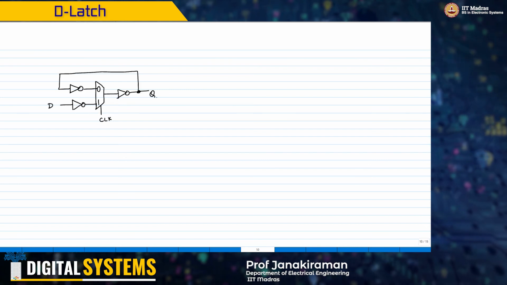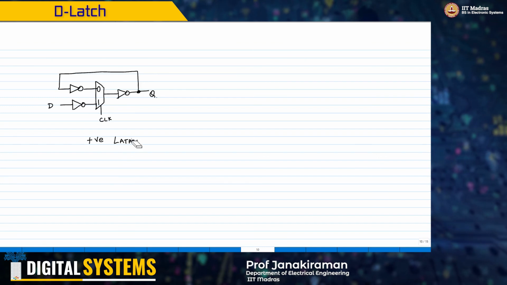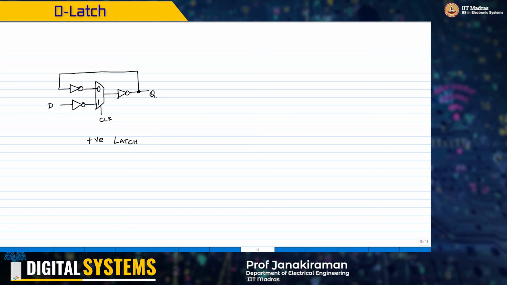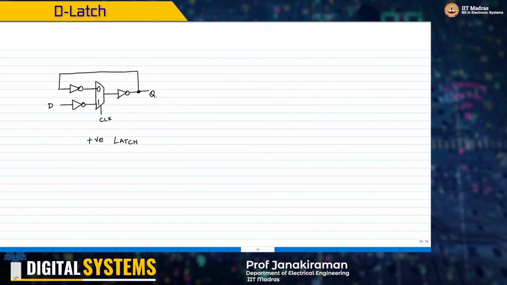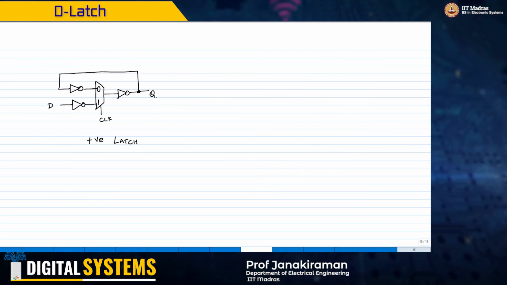So let us analyze this structure. This is what I would call a positive latch. What is a positive latch? It means when the clock is in its positive half cycle, clock equal to 1, data will go through. When it is 0, basically it will just hold the data, right? This is a positive latch.